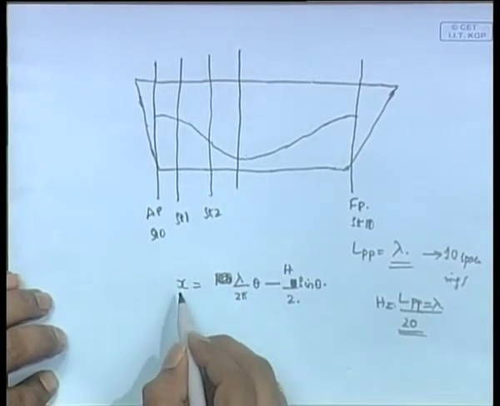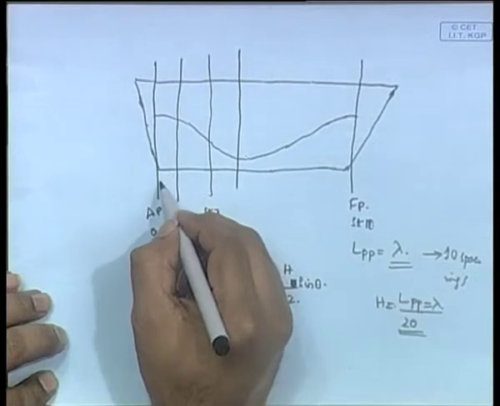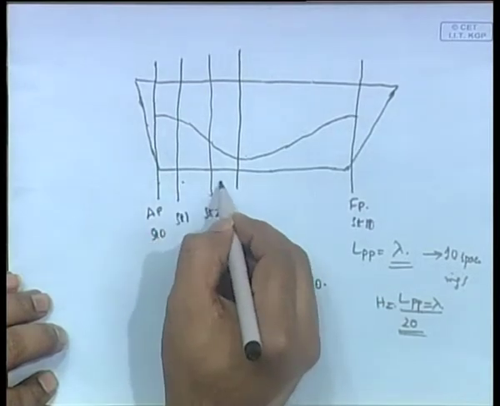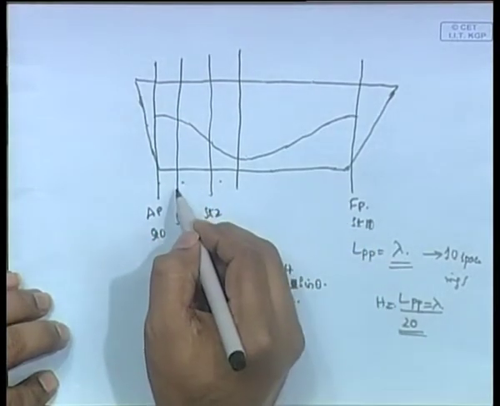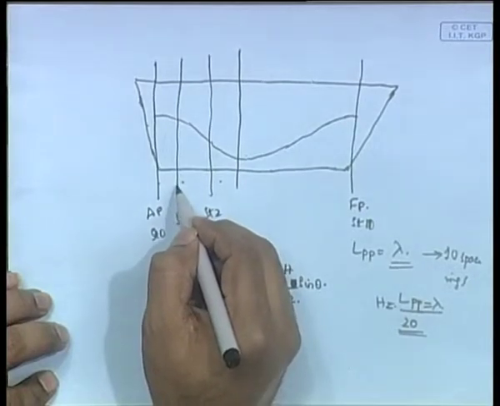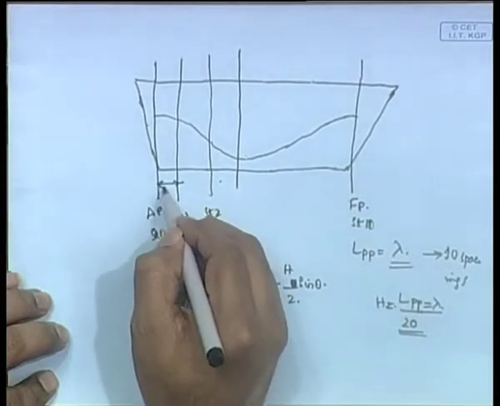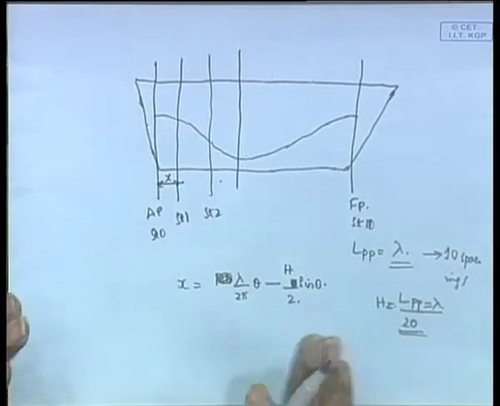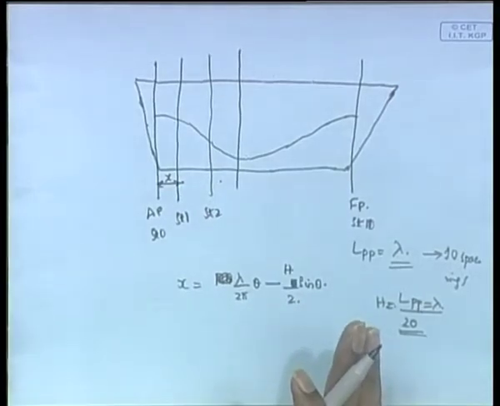Now what is x? X is this distance. So let us consider station 1 now. At station 1, you know what x is, this is your x. It is the position of your first station from station 0, that is from the aft perpendicular.